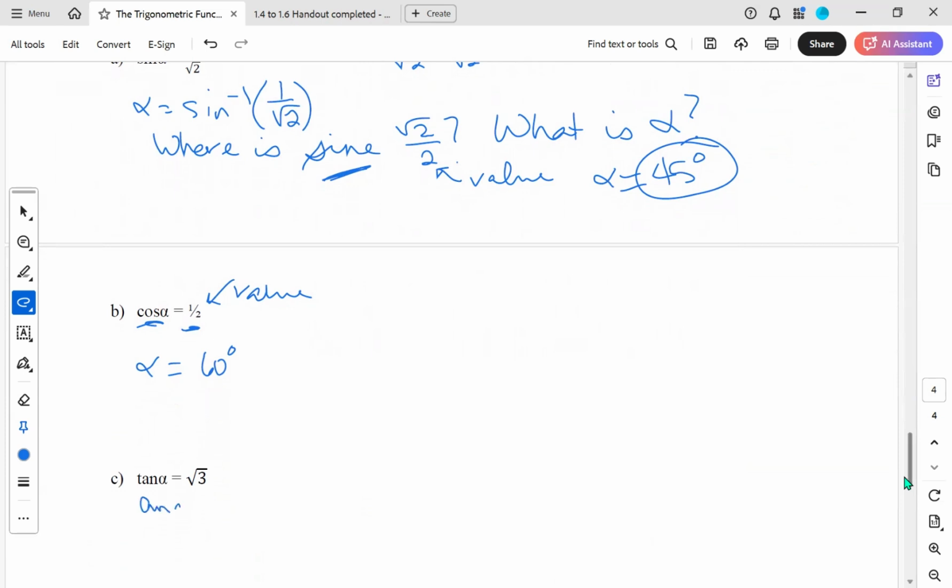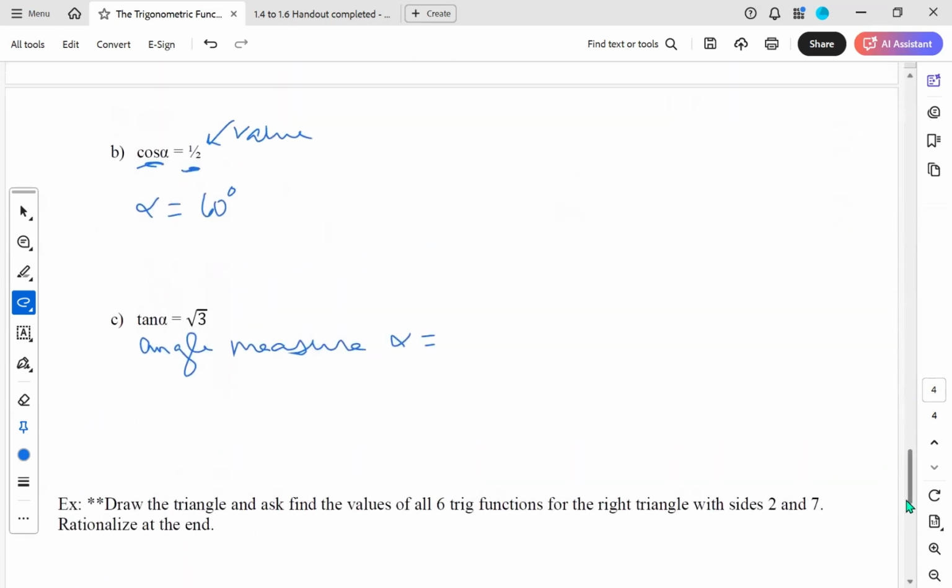And tangent, again, I'm looking for angle measure. And I want to know, where is it square root of 3? Well, keep in mind that that is going to be sine of alpha over cosine of alpha is square root of 3 over 1. Well, that's square root of 3 over 2 divided by 1/2. So I need to know where sine is square root of 3 over 2 and cosine is 1/2. Well, that angle measure is going to be, again, 60 degrees.